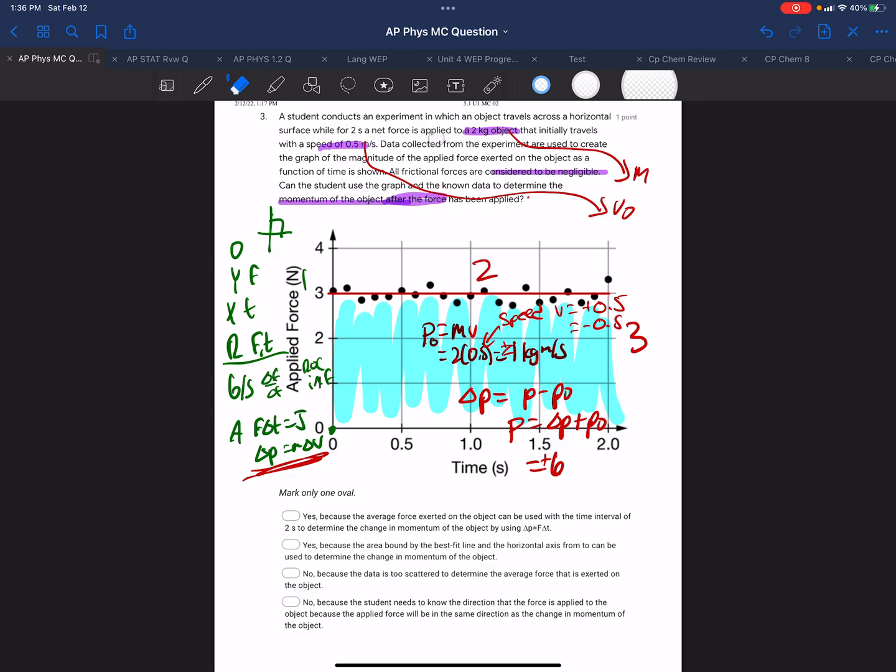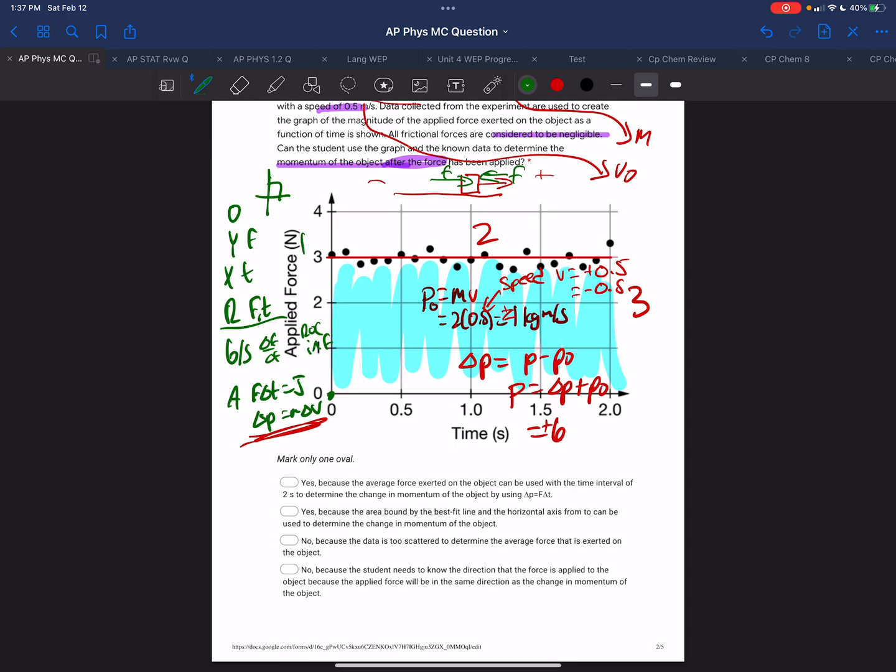Now, the force, it doesn't say if the force is applied in the direction that it's traveling. So if we say the object is traveling in this direction, and that's the positive direction, and that's the negative direction, we aren't told if the force is with it or the force is against it. So it appears at first we could have 7 kilogram meters per second, or we could have 5 kilogram meters per second.